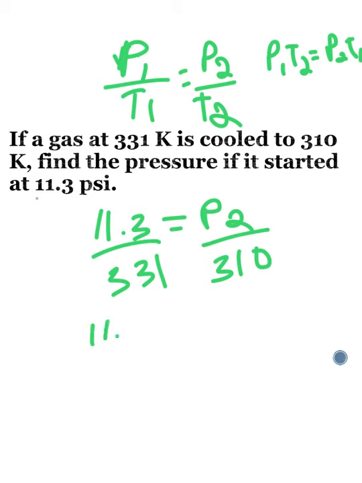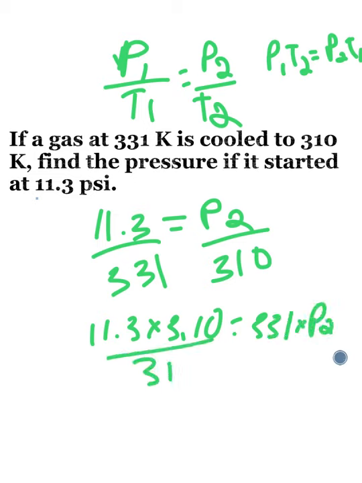Okay, so we're going to take 11.3 times 310. It's going to be equal to 331 times P2. And then I'd have to divide both sides by the 331. If I want to write down my answer first, it'd be 11.3 times that's 310. I don't know why I put a decimal in there.